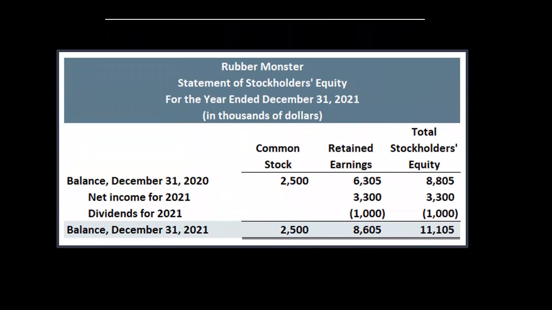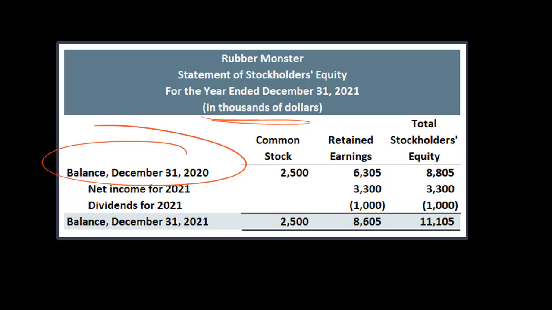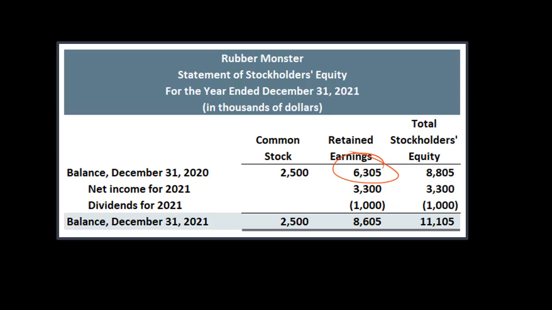So let's do a really, really simple example for this company, Rubber Monster, and they just have two equity accounts. They've got common stock and they've got retained earnings. So we've got a real simple statement of stockholders' equity here that we can easily understand. Our common stock balance, and these are in thousands, is $2.5 million at the beginning of the period, which was December 31st, 2020, and at the end of the period, it's also $2.5 million. So there's no change to the common stock account here. Retained earnings, on the other hand, begins at $6.305 million and ends at $8.605 million. The question is why? Why on this balance sheet date is it higher than the previous balance sheet date?